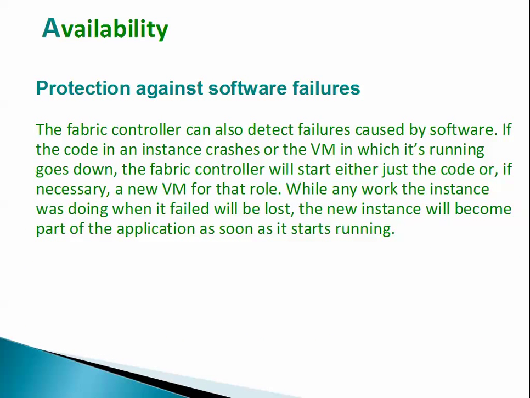Protection against software failures. We discussed this, right? The fabric controller, every 15 minutes or so, checks the health of every worker role and web role. If it finds any failure in the software or the code, it will restart that code. If needed, it will even restart a virtual machine. And if needed, it will create a new virtual machine for that role. So automatically it will handle everything.